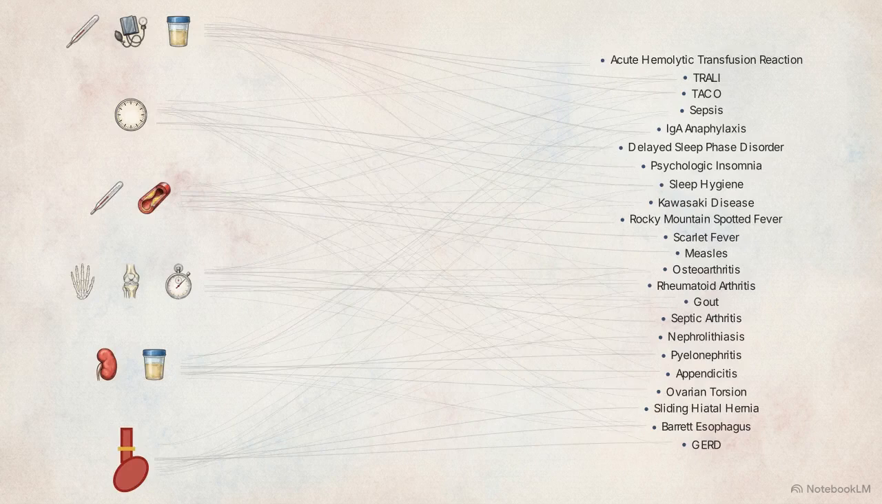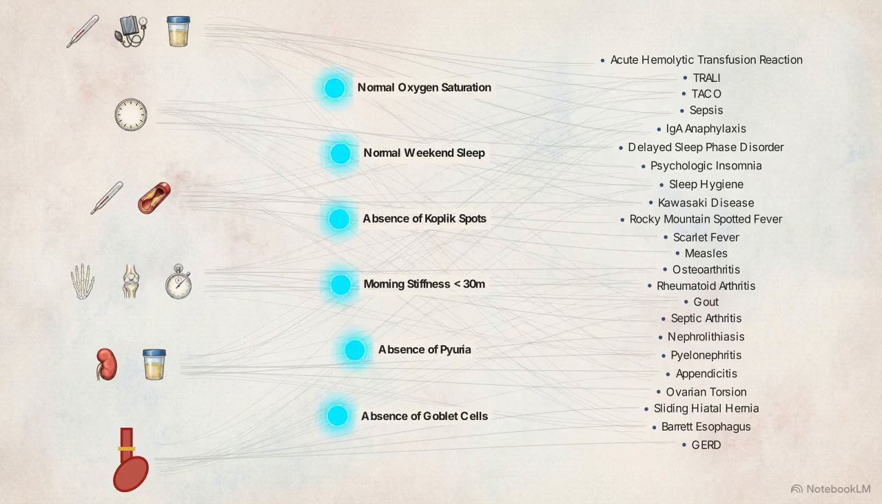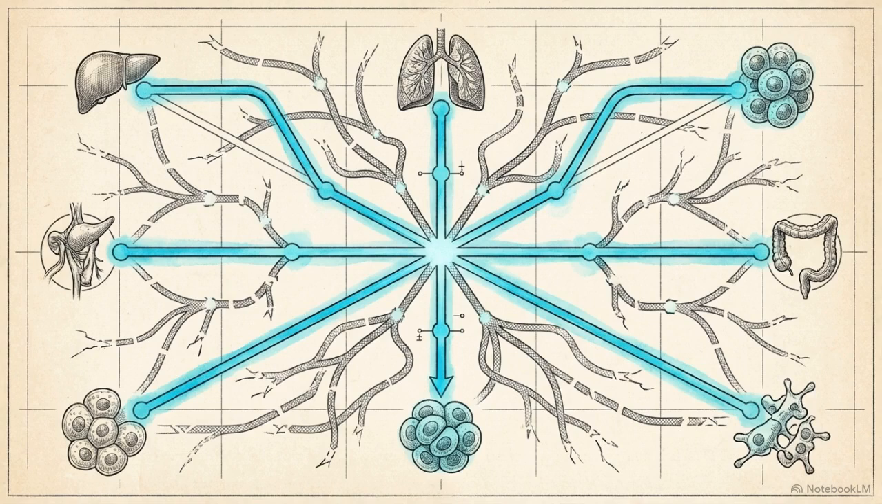This unified matrix combines the diagnostic logic from all 6 clinical presentations. Notice how the positive symptoms initially create a web of overlapping, conflicting possibilities. The definitive breaking points for the incorrect assumptions rely on the negative findings: normal oxygen saturation, normal weekend sleep architecture, the absence of goblet cells, and the lack of pyuria. These missing data points sever the pathways to incorrect therapies.